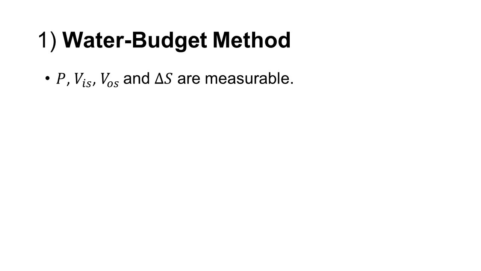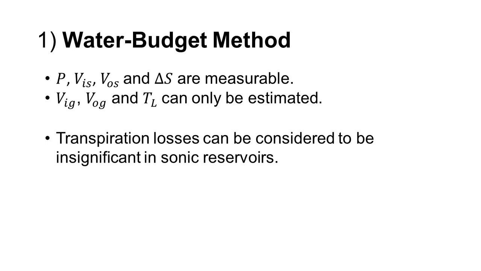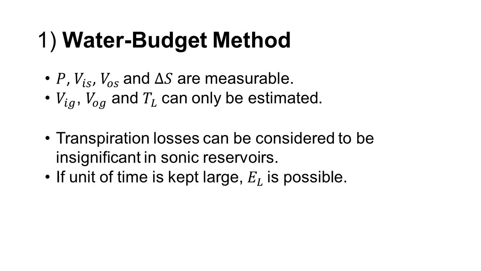However, it is not possible to measure the daily groundwater inflow, the daily seepage outflow, and the daily transpiration loss, and therefore these quantities can only be estimated. Transpiration losses can be considered to be insignificant in some reservoirs if the unit of time is kept large, say weeks or months. Better accuracy in the estimate of the daily lake evaporation is possible.